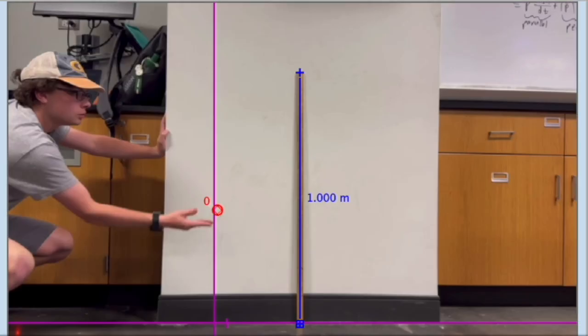So for our experimental setup, we threw an eraser across the room. We set a 1 meter stick against the wall in the back to be able to measure the position over time in Tracker. The camera was stationary, and then I set the axis in Tracker so that the initial position was when x was about 0, and then we set the y-axis so that the bottom of the meter stick would be at y equals 0.